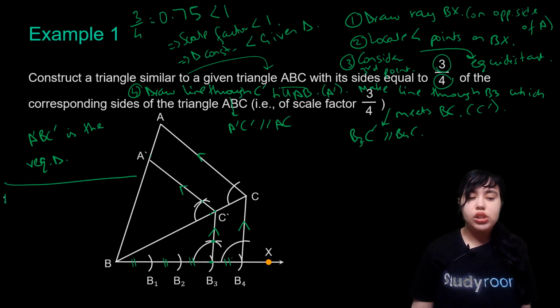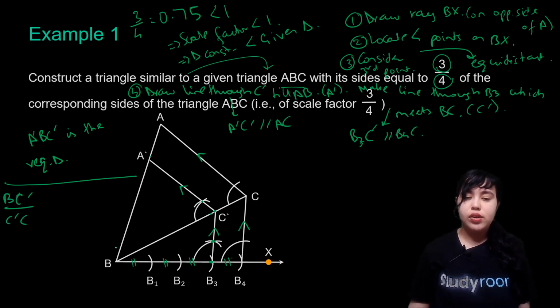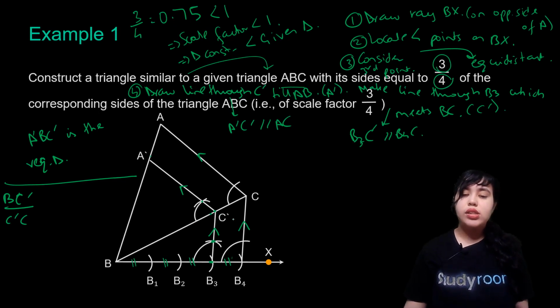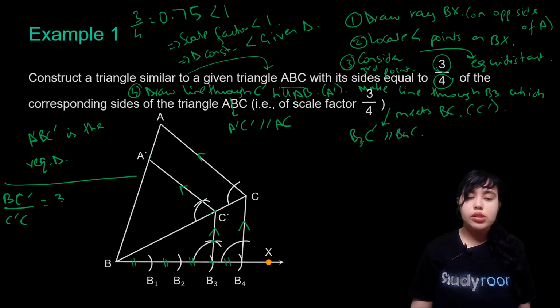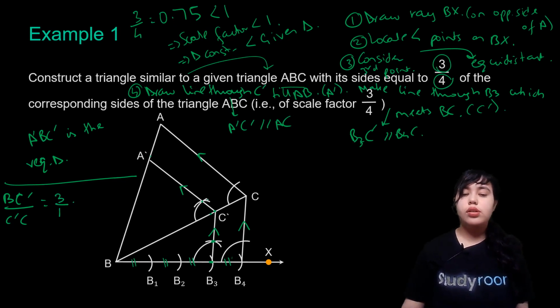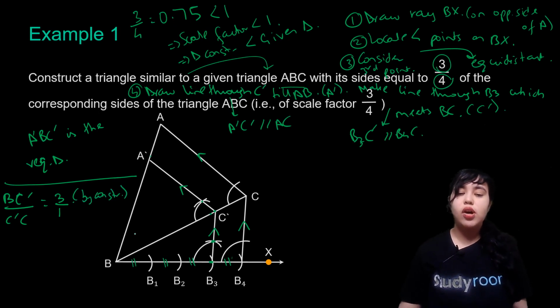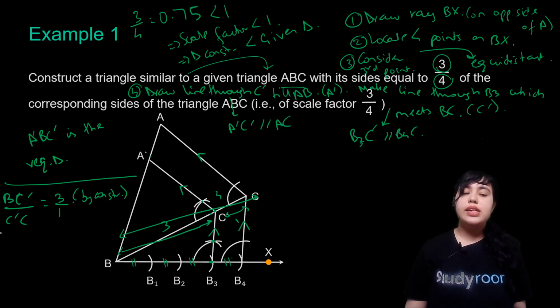By construction, we know that BC dash upon C dash C is equal to 3 by 1. We know this because that is the way we have constructed it. This BC dash is 3, the entire BC is 4, so this will become 1. That's why BC dash upon C dash C is 3 by 1.